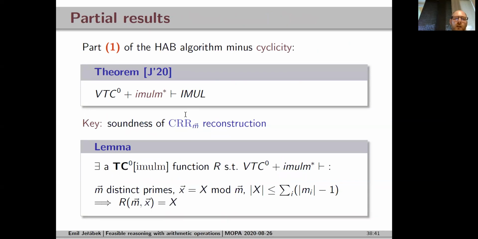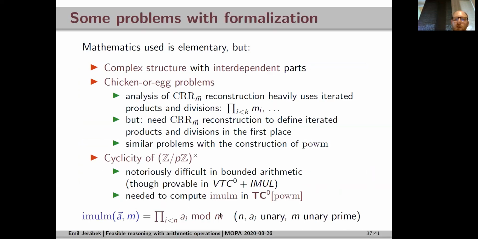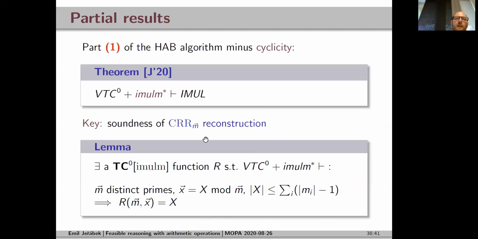Now, what I can prove so far is that we can formalize the first part of this algorithm if we sidestep this cyclicity issue by directly considering iterated multiplication modulo m instead of just powering. Then, if we add a suitable axiom to the theory VTC0, we can actually prove the full iterated multiplication axiom. And in particular, we can prove a suitable form of Chinese remainder representation reconstruction. That's the most important, most difficult part of the proof.